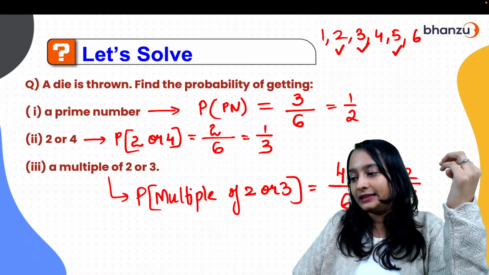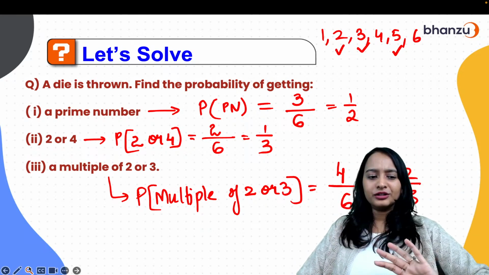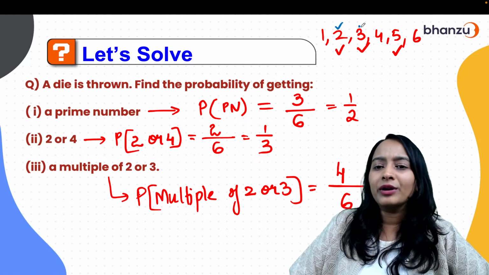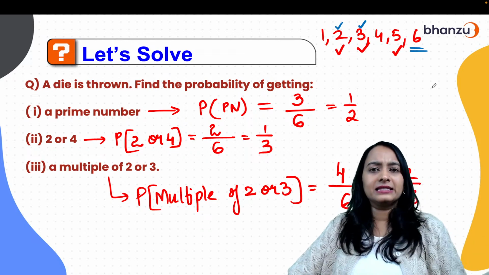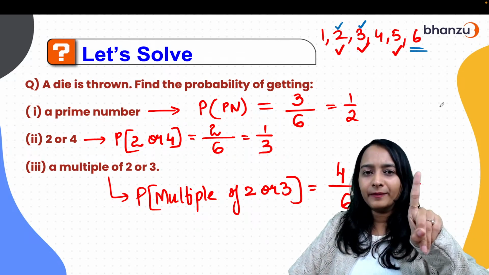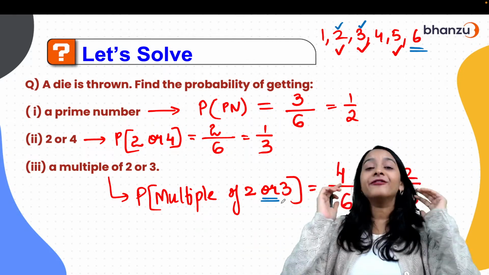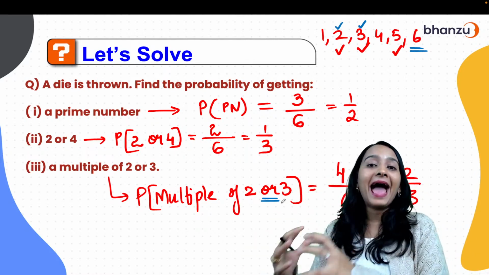So 2 by 3. Now, I know a lot of you are getting confused here, and you're like, ma'am, how are you choosing 2 and 3 also? Why is the answer just not 6? Only one number. Because it's written or and not and. There's a difference between or and and.